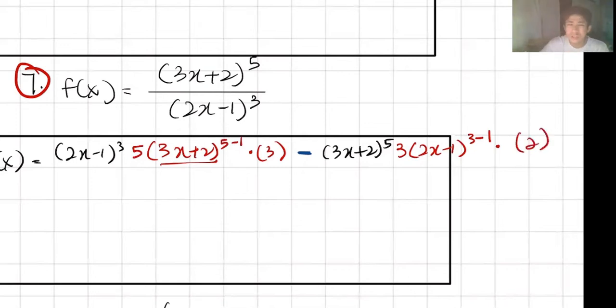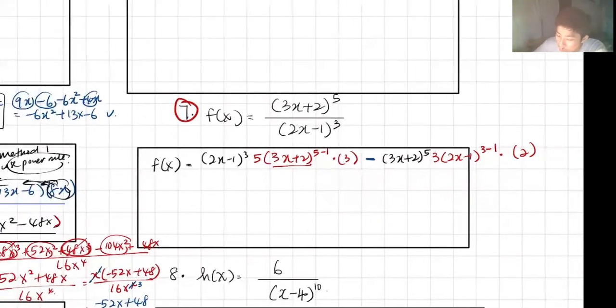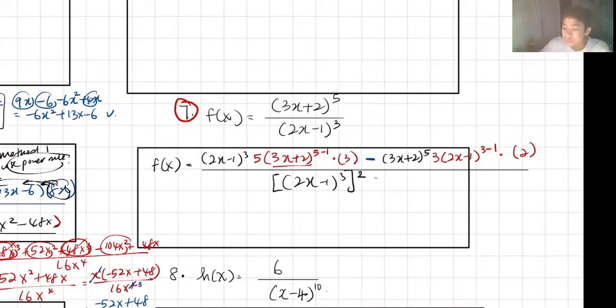Okay, why is it 2? All these things you're not sure about, it is because I've taught before already in the previous video. So please go and watch it up. Divided with, don't forget the last step, you got to divide with the bottom squared. Basically everything squared. 2x minus 1 cubed in the bracket squared.